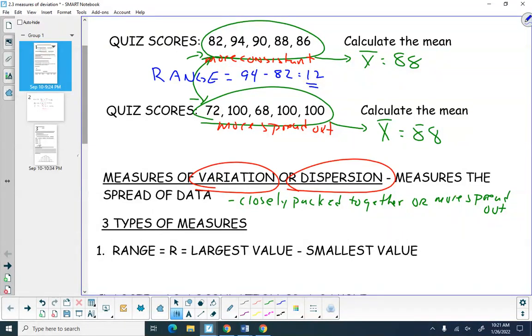But if we take a look at the second one, Jane, what would be our range here? How would we find it? What's our largest value? What's our smallest value? 100 minus 68. So we have 100 minus 68, which is 32. The range of 12: the data values aren't spread out. The range of 32: that means I have more spread of the data values.